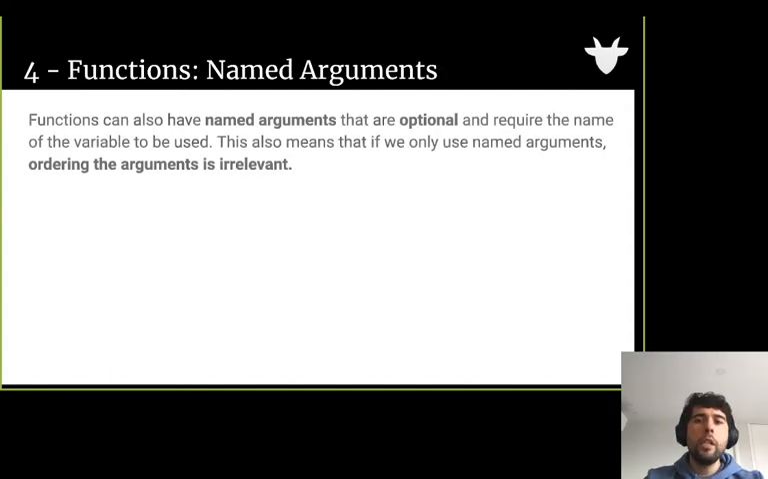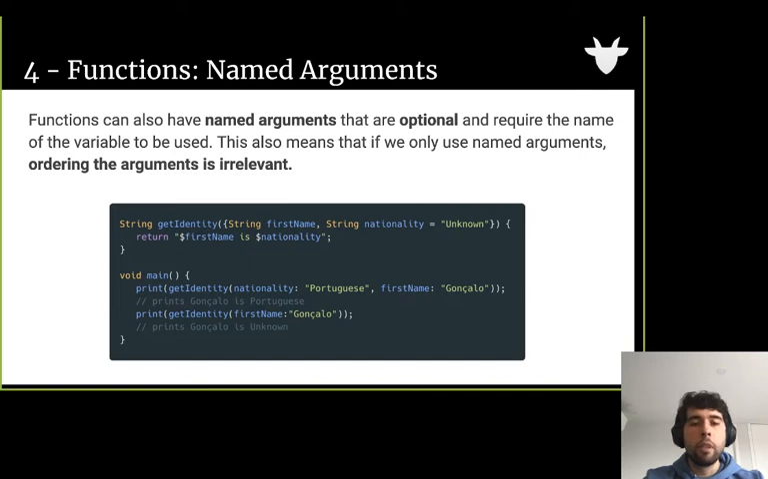Now, if we want to make our functions even more fun, we can use something called named arguments. Usually when we declare a function, we declare it with the first name and last name, and we cannot change the order. So we cannot put the last name first, and we have to use both variables at the same time. But what happens if I wanted to create a function in which I may or may not use some arguments? I could change the order if I wanted, and I would have default values.